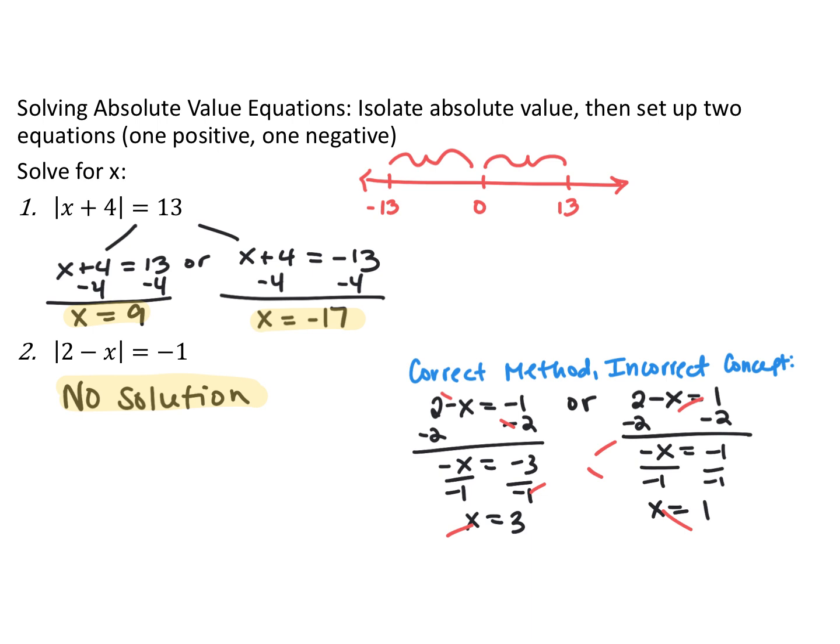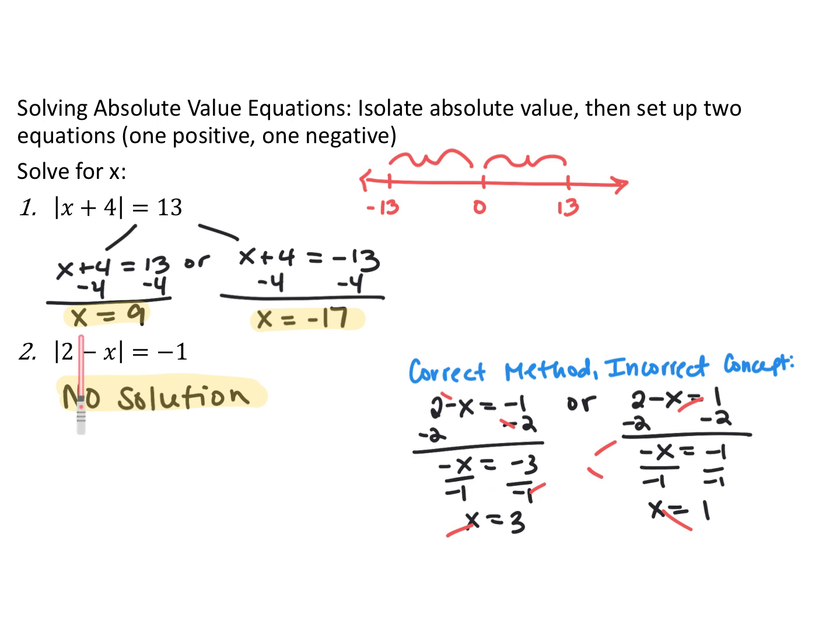Now I'm going to separate the two. So I'm going to set 1 equal to positive, 1 equal to negative. So 2 minus x equals negative 1, or 2 minus x equals positive 1. I subtracted 2 from both sides, divided both sides by negative 1, and I got x equals 3 and x equals positive 1. Exact same method that we did up here. So where does it go wrong?